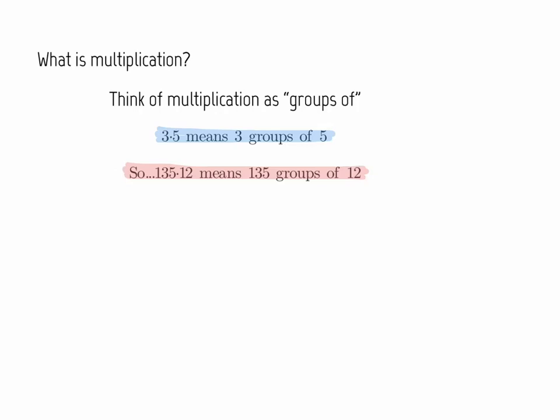So applying that to larger numbers, if the problem is 135 times 12, that means there's 135 groups of 12, which is going to be a much bigger answer than 15 because one, we have a lot more groups, and two, our groups are bigger. We're going to solve this problem in a little bit, so I'm not going to solve it right here.